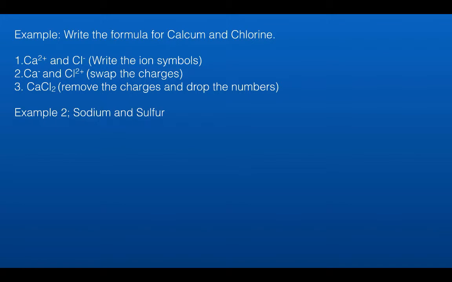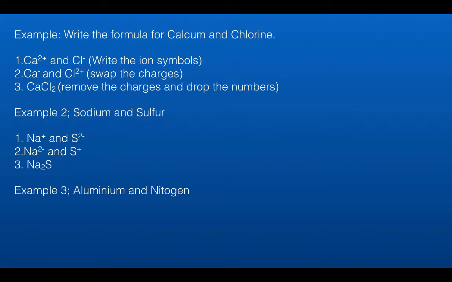Example 2, sodium and sulfur. In the end, the formula for sodium and sulfur is Na2S. Number 3, aluminium and nitrogen. The final formula for aluminium and nitrogen is AlN. Remember, Al and N both have the same value on the charges, so they cancel to leave 1.